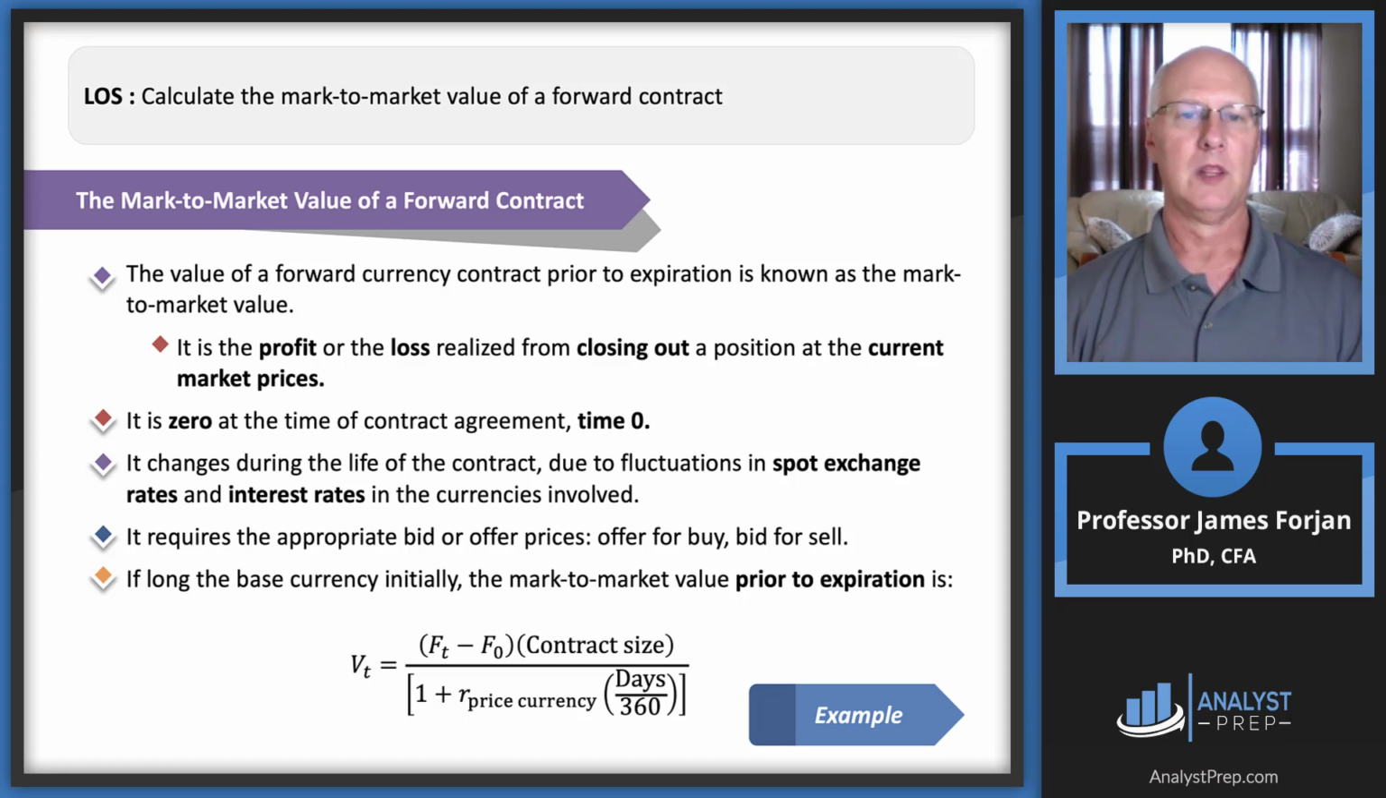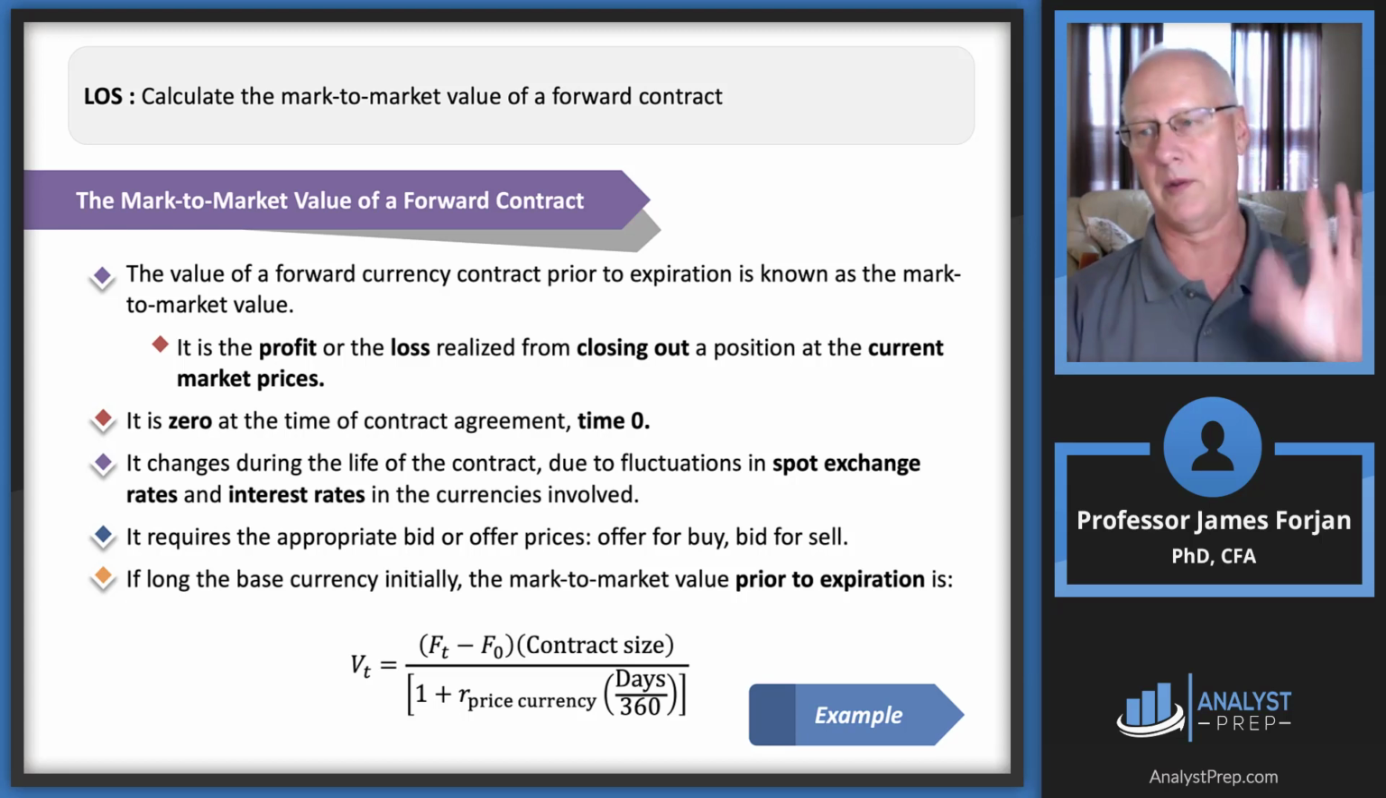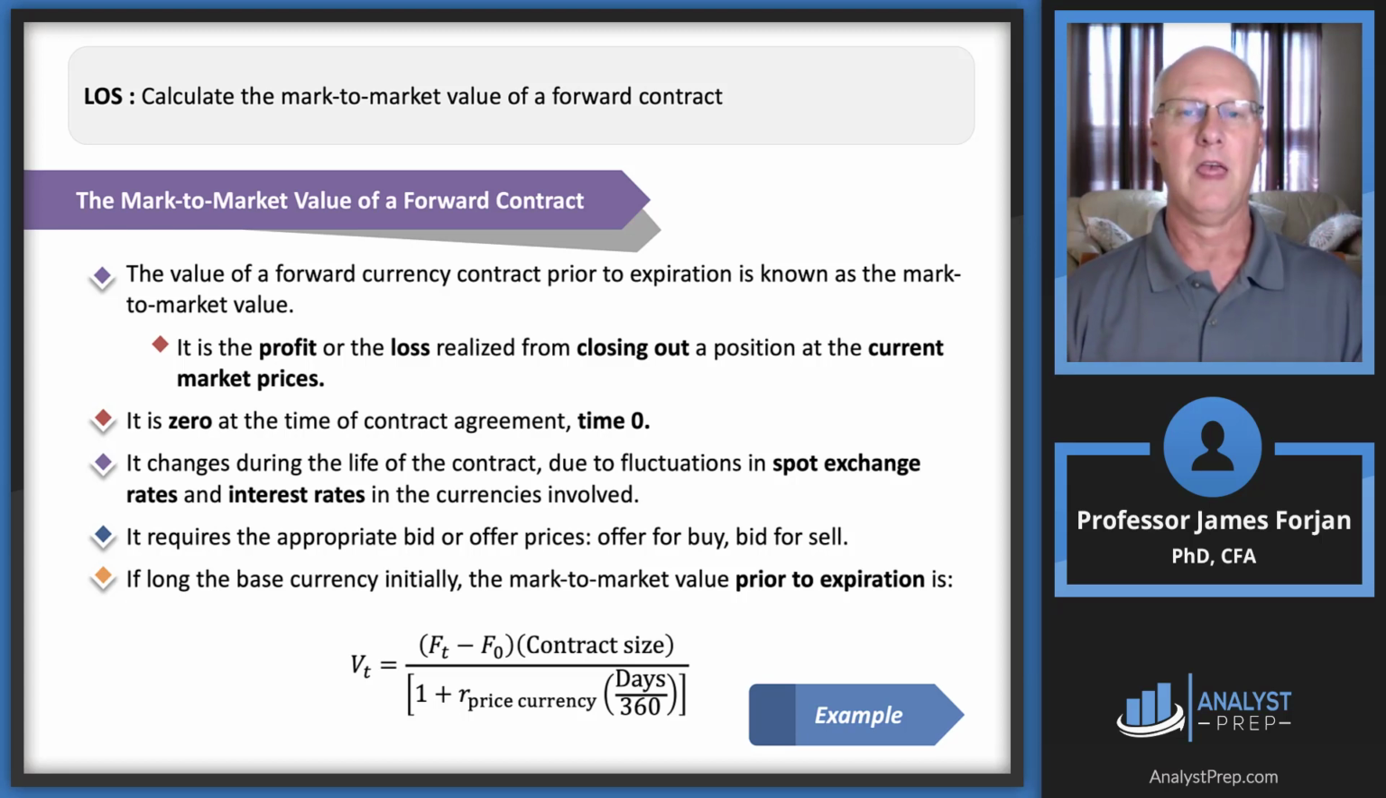And of course, the value of a forward contract has to be zero at time zero, right? I mean, no one's going to want to pay to get into the contract to automatically be a loser, or to start out as a loser. So it's at zero, and then of course, well, what happens? Spot rates go like this, right? Interest rates go like this, and the value of that contract is going to change.